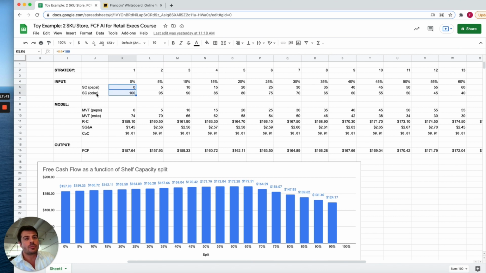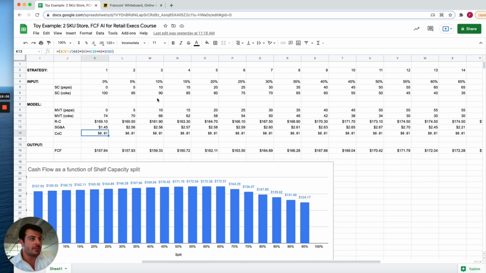Let's say we have 100% Coke in this example, 0% Pepsi. And that gives us free cash flow, I'm using it as a proxy for EBITDA, fine, of $157 a day. And this is how it breaks down. And you can go in here and play around with this. This is provided as some of the material.